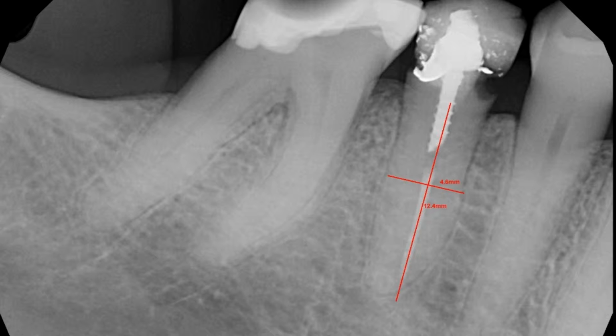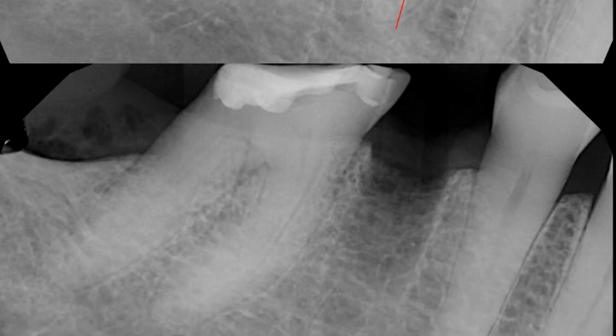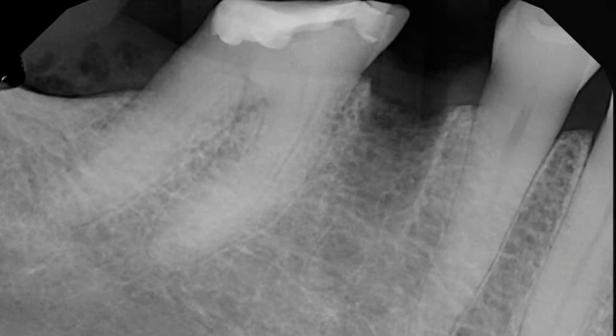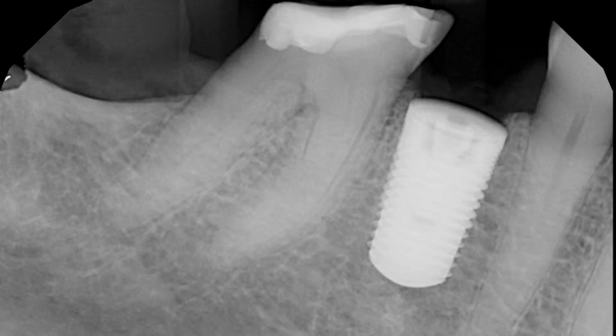So this is a radiograph showing the tooth taken out, and in the next radiograph, you'll see the dental implant that was placed. In this case, this was an Implant Direct Legacy 1 5.7 millimeter platform by 11.5 millimeter dental implant.